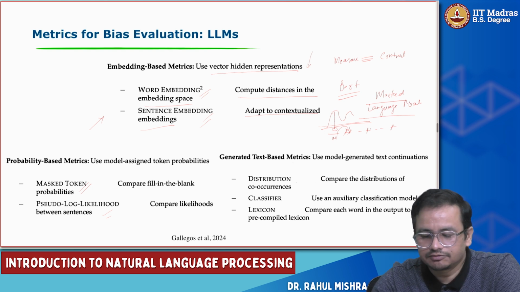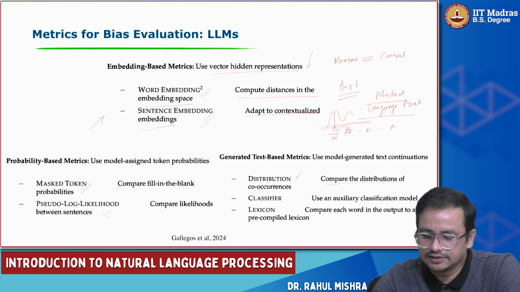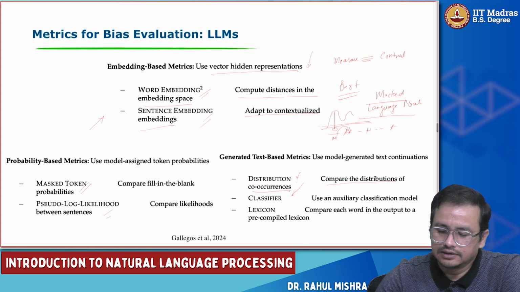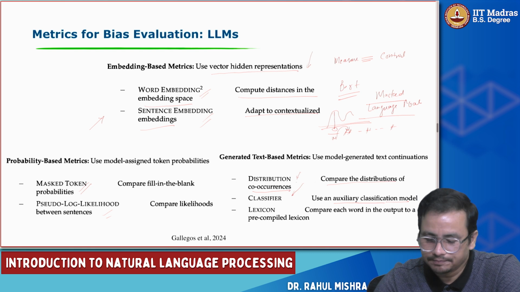Then the generated text-based metrics is the third kind of metrics, where we have a distribution of co-occurrences. So given two words, what is the distribution when it comes to co-occurrence of these two words, right? So we compare the distribution of co-occurrences in this. And some of the techniques use a classifier. So they learn an auxiliary additional classifier, which will tell the model how much score there is. So this classifier will give the score, right?